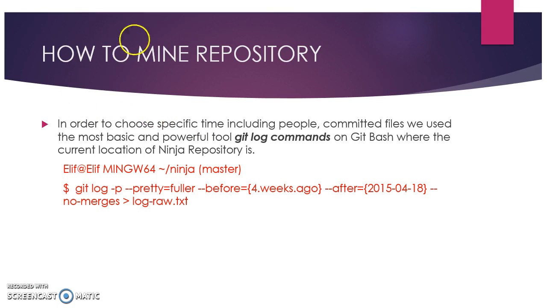For example, here, git log -p --pretty=fuller, which provides us a very good format in a txt file. We also chose the time period, which is 4 weeks, just after this date. The creation is done in this way, and the txt file is logrov.txt.